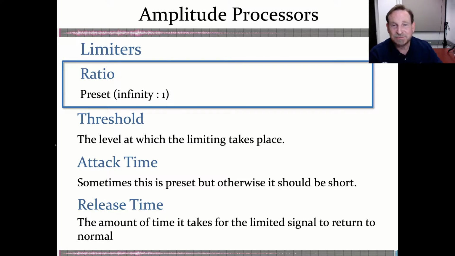Ratio is set to infinity to 1. That means it doesn't matter how far over the threshold the signal gets, it's always going to let 1 dB over come by. 1 dB over the original will be allowed through. So that sets a ceiling for the source.